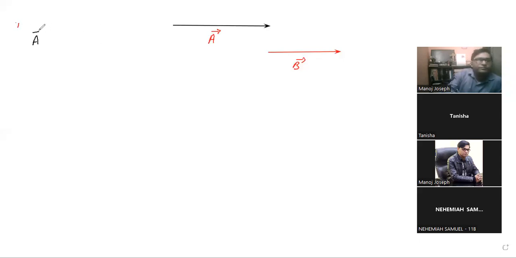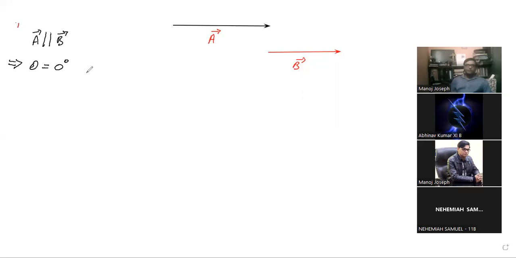So vector A is parallel with vector B. I taught you this in the last class in the school. What is the angle between them? Because the vectors are parallel, there is zero angle between them. So the angle is 0 degrees because both vectors are parallel.